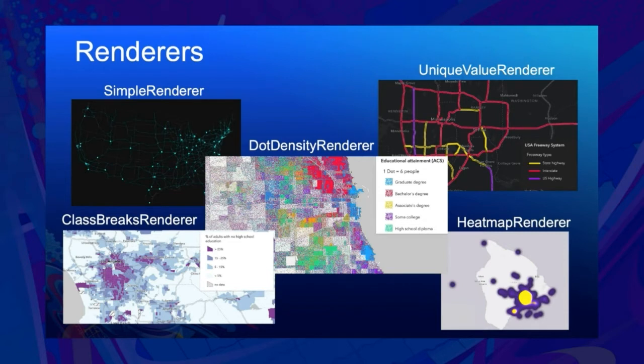The heat map renderer shows how densely packed a set of points is within a layer along a continuous surface. So this is an example of earthquakes at the Kilauea volcano in Hawaii. And there's also the dot density renderer. This is a cool visualization technique that shows the density of a count or population, and you can even color the dots based on a type. We'll show that example a little later.